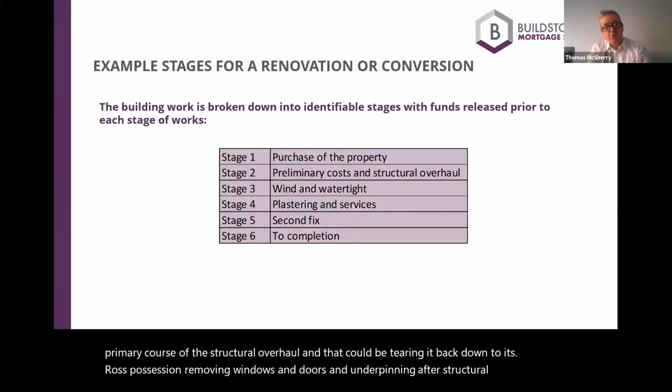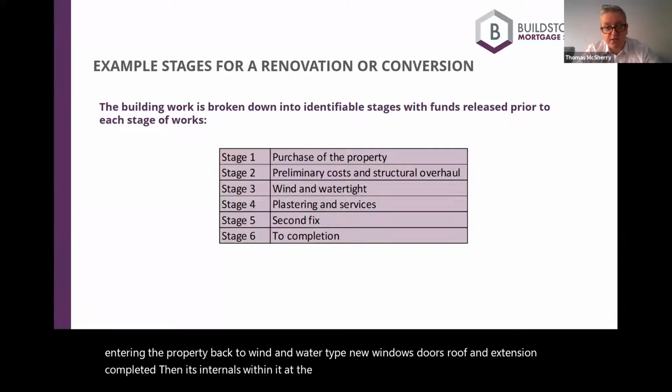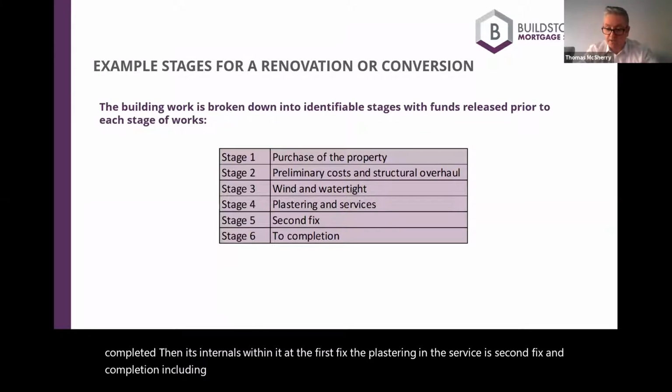We're then taking the property back to wind and watertight, with new windows, doors, roof in, and extension completed. Then it's internals, looking at the first fix, the plastering and the services. Second fix and completion, including landscaping, the disabled ramps, etc.